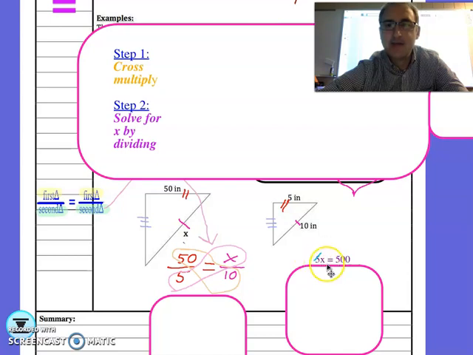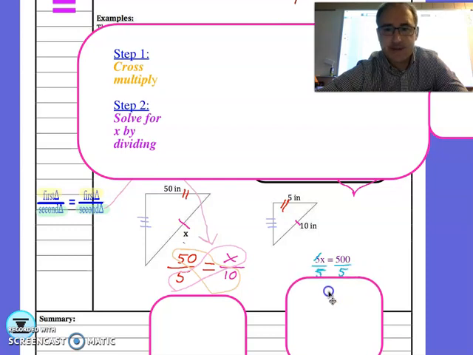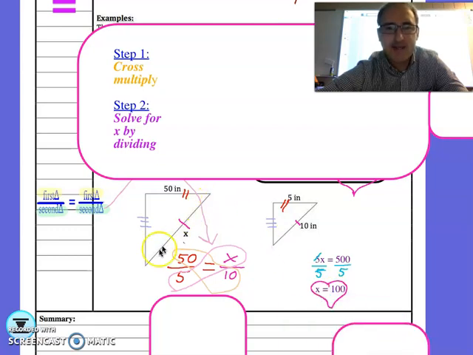5x means 5 times x, so I need to do the opposite of times. That's right, that's divide. Divide 5 on this side to get rid of it, and x is alone. And 500 divided by 5 is 100. That means that this side is 100 inches long. This side's 10. This side's 100. Let's look at that a different way.